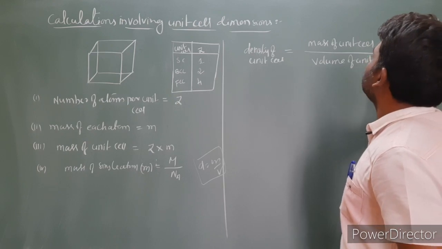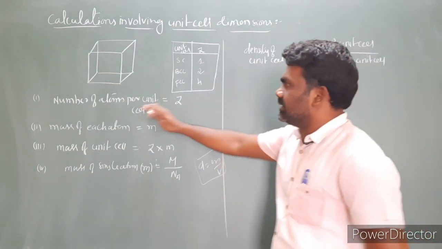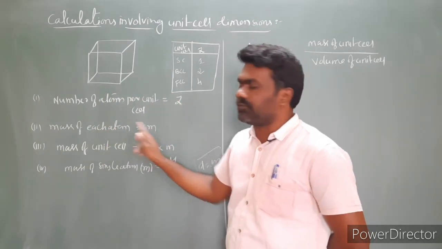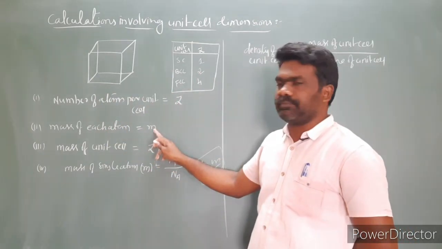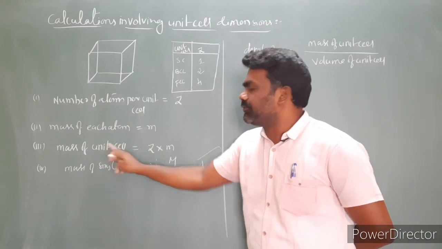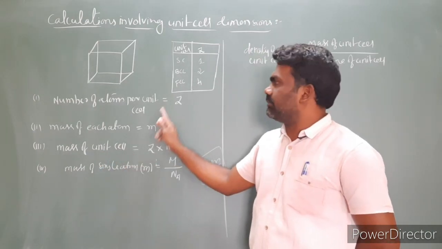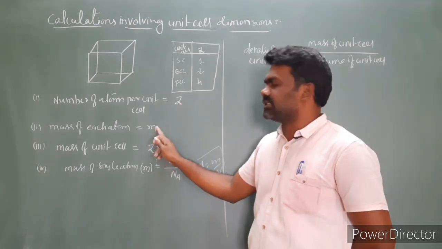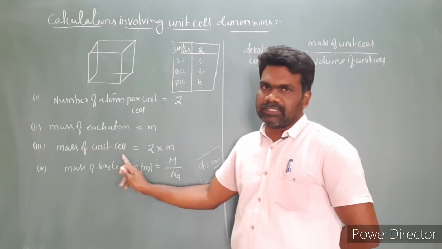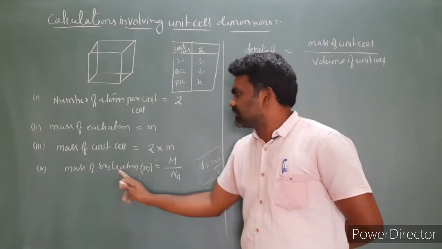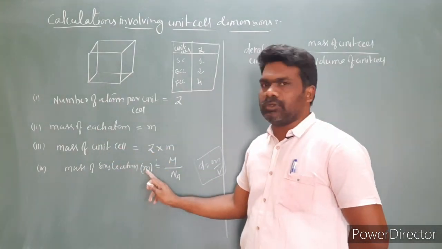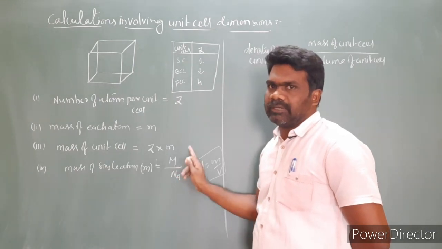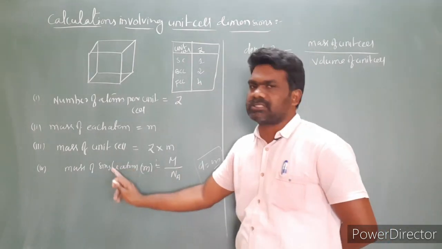Number of atoms per unit cell is Z, and the mass of each atom in the unit cell is labeled as M. The total mass of unit cell is the number of atoms multiplied with the mass of each atom. The mass of a single atom, that is the mass of each atom, is equal to molar mass by Avogadro number.